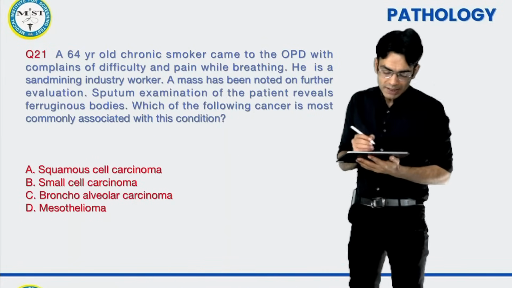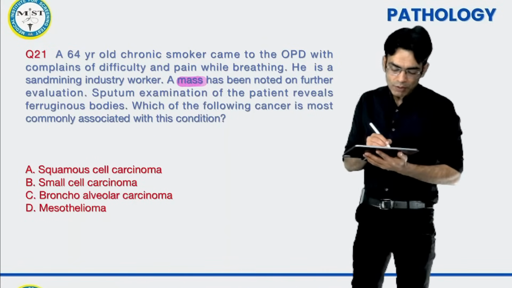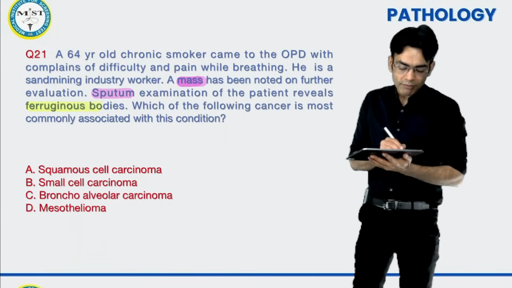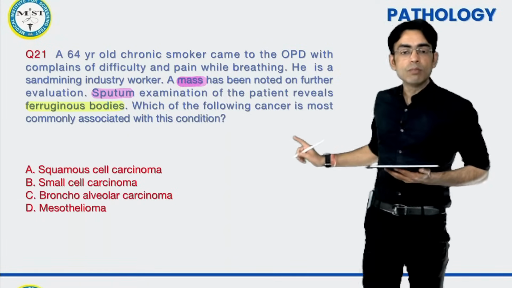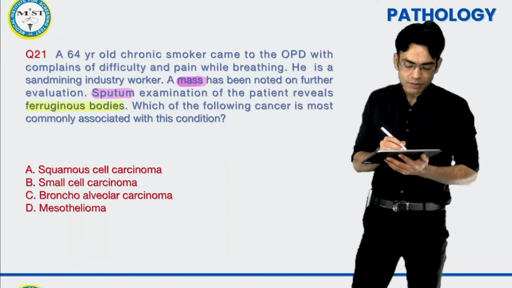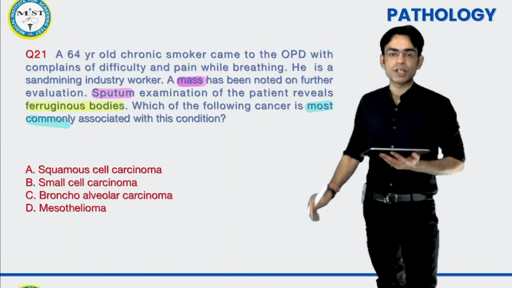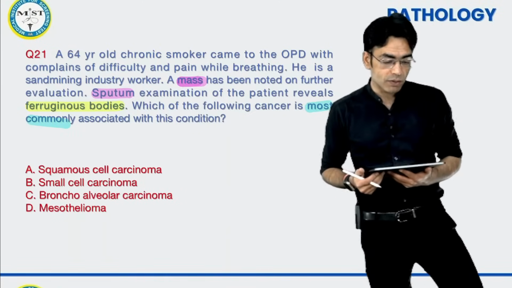ठीक है बेटा, तो mass है. And when you have done the sputum examination, you are getting ferruginous bodies. Okay. Which of the following cancer is most commonly associated with this condition? So most common association with this particular condition.